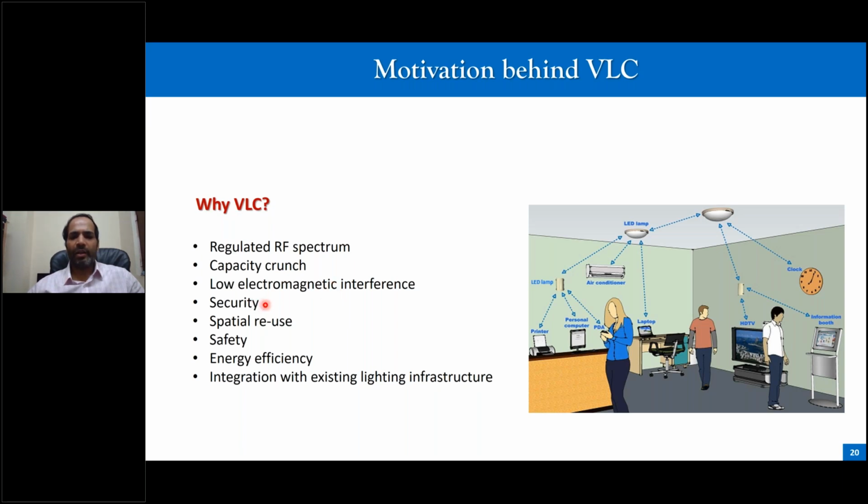And one very good advantage of this visible light communication is that the visible light does not go outside your room. So whatever light comes from these LEDs remains within this room, right? So it doesn't go out of the room.